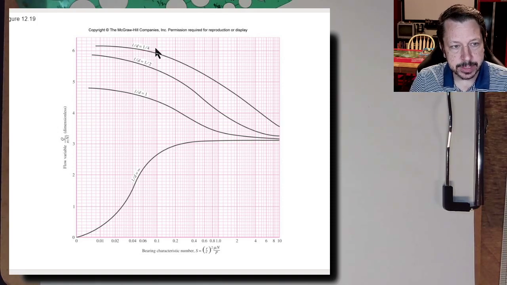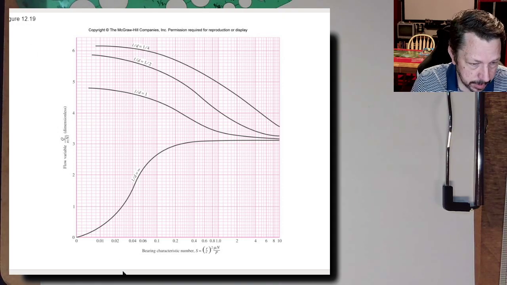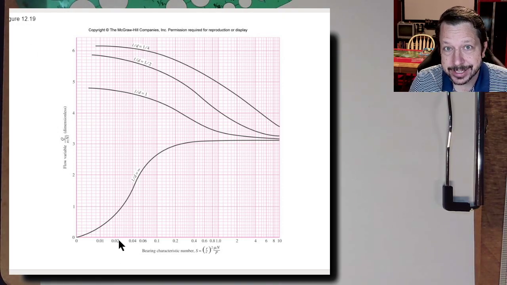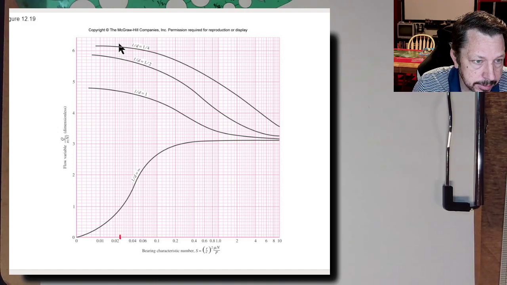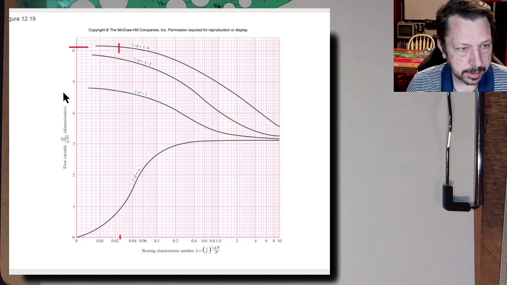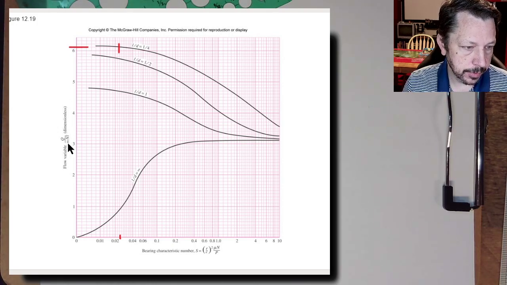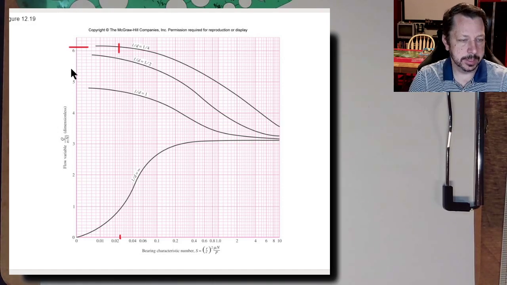Now, again, we're on the very top line up here. So L over D is a quarter. Our Sommerfeld number has not changed. So it's still right in here somewhere. So we're going to be just over 6 for our Q over RCNL. I actually picked 6.2, which is where I marked it there.